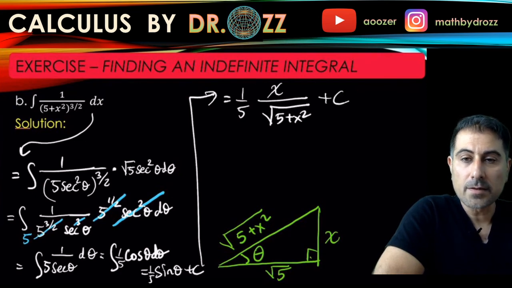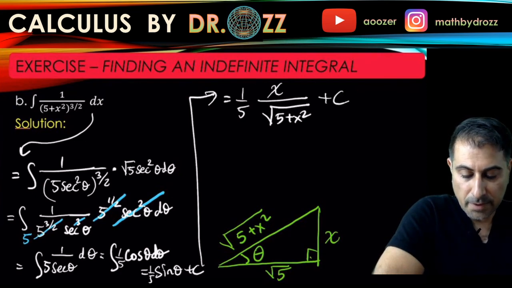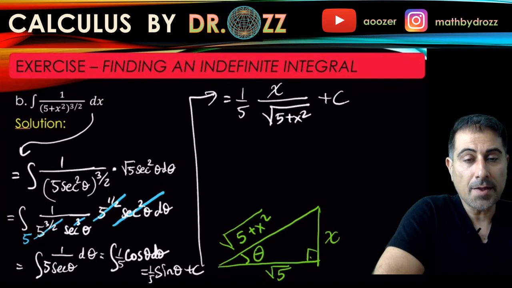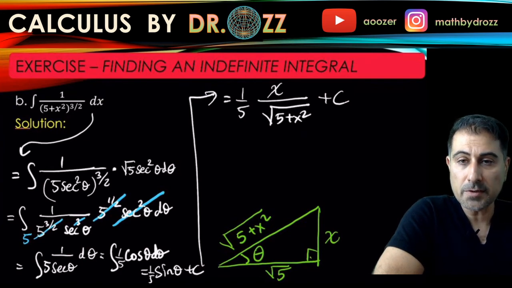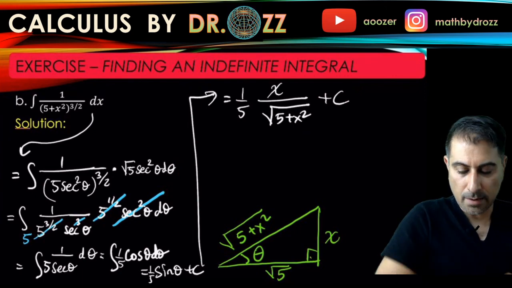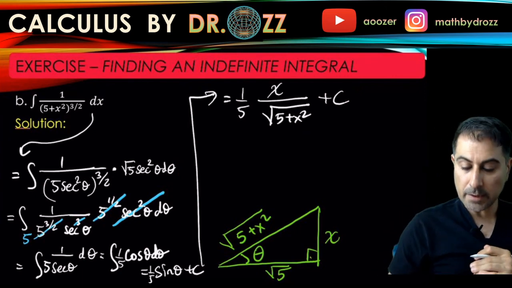In this example as well, we used a tan theta type transformation because it's the sum of the squares in the bottom, to have this integral integrated.